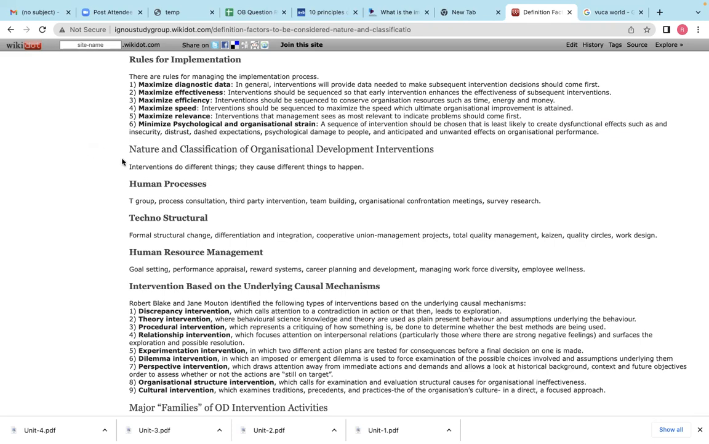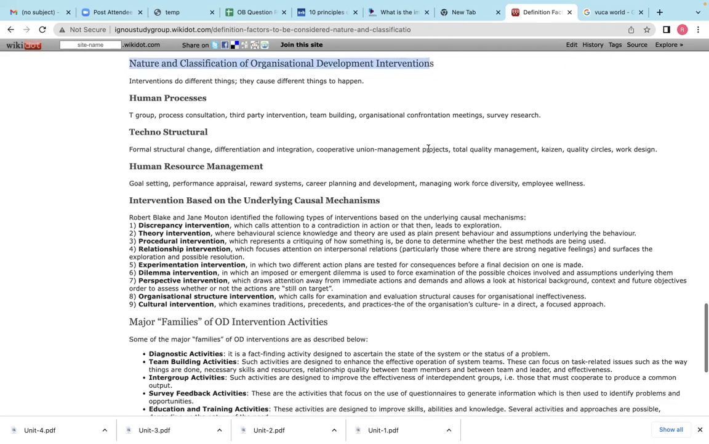Now we are going into the nature and classification of organizational development intervention. This is where we are going to talk briefly about the nature of an intervention and what sort of classifications there are. It's actually mainly a classification, less of a nature. I think nature encompasses both the definition and all the aspects, right?